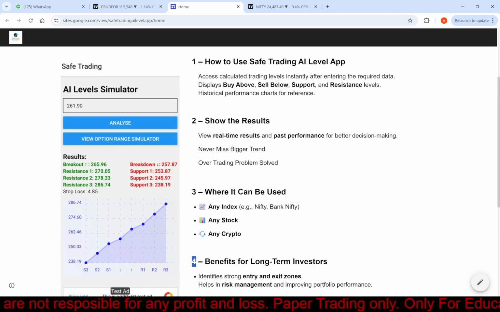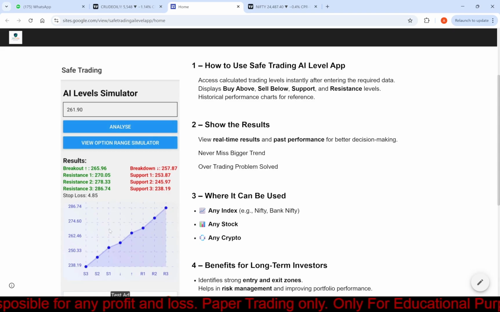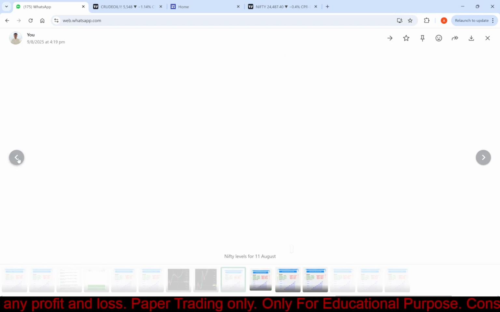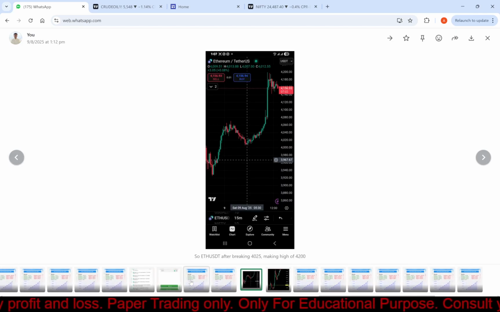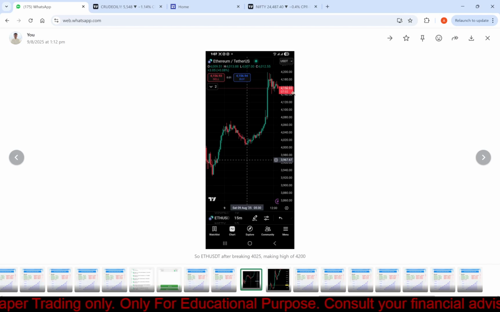Even if you trade with only one lot and do option selling with a proper stop loss, nothing like that. Okay, so we have seen a few examples, like crude oil, natural gas, Nifty, and moreover, it is going to work for crypto as well, right? So let me show you the crypto result as well. On one of the days we calculated Ethereum would break out above 4025, and after breaking 4025 it went up to 4200, and this is the chart, right? So this is a perfect example.